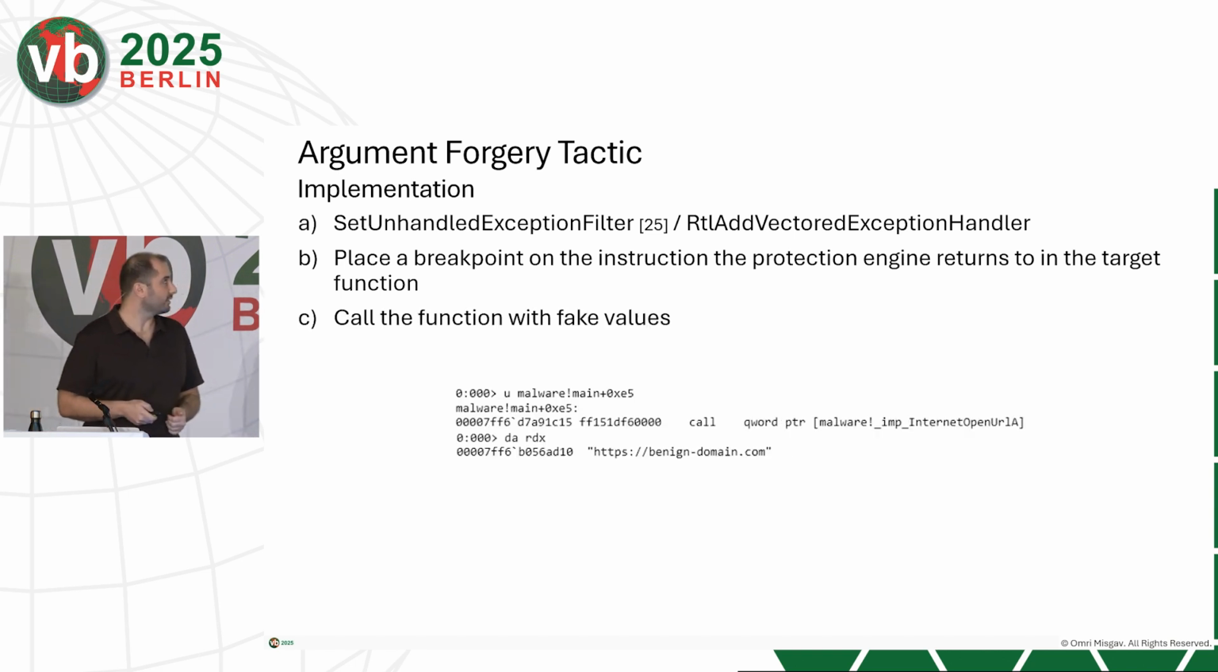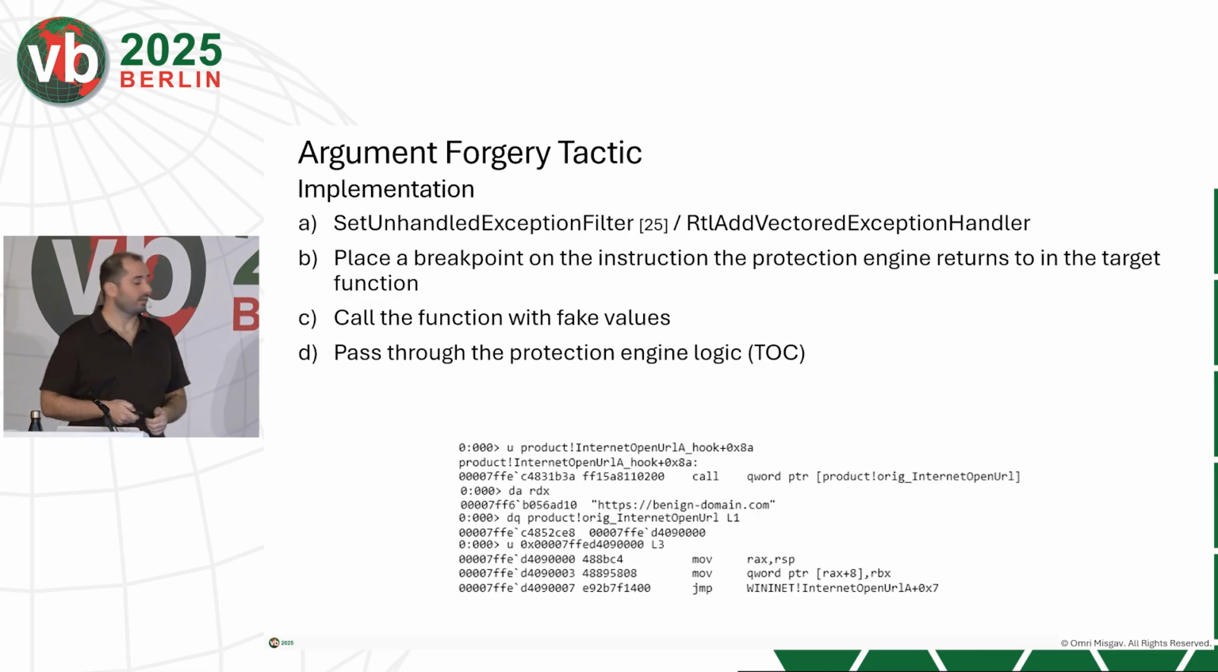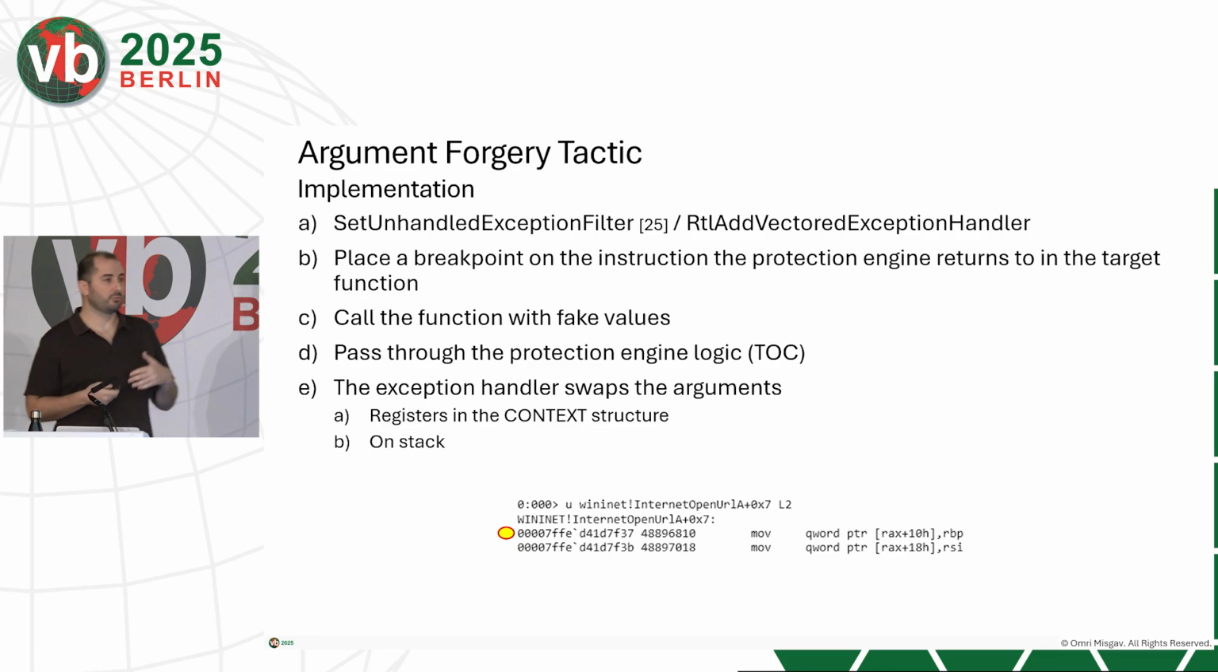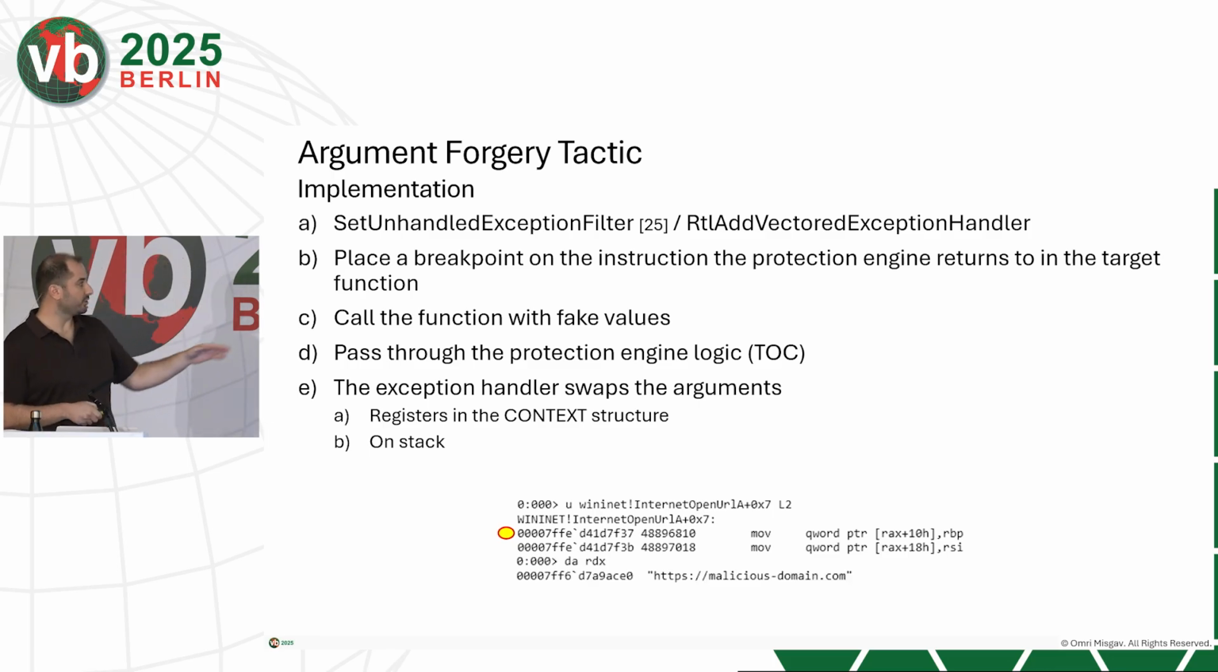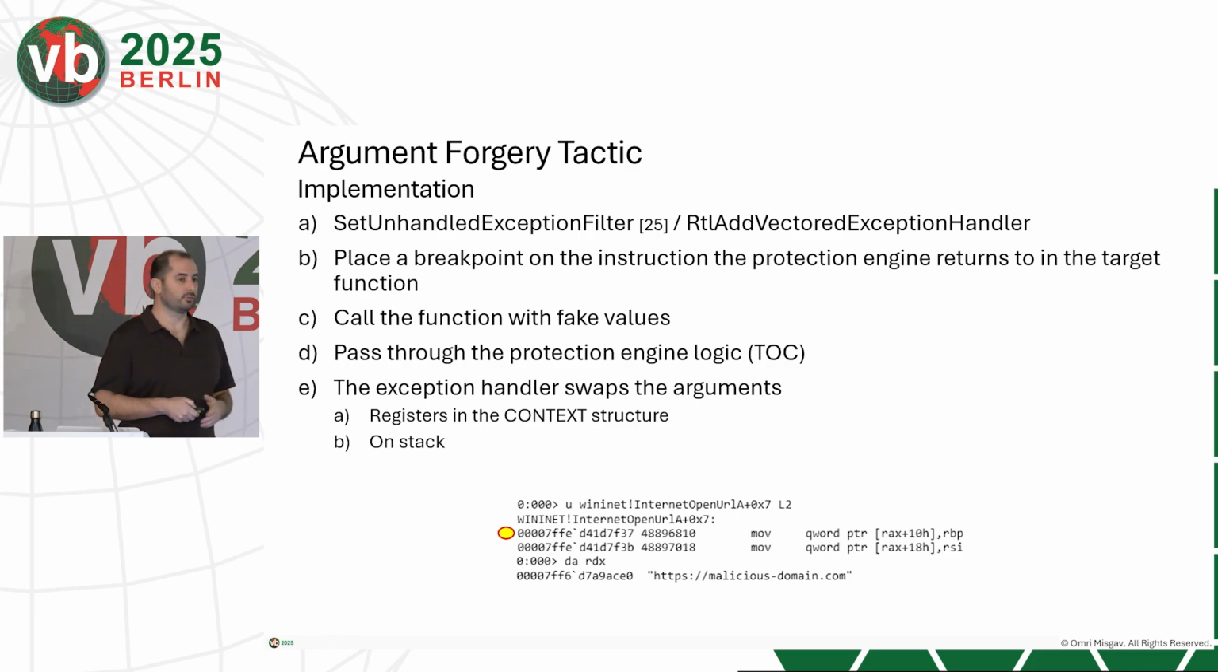call the function with fake parameters, and let the function run. At a certain point, we can see that the protection engine will go back to the +7 offset of the function. Then the breakpoint will hit, and we'll swap the parameters for the malicious one. For example, here it's for the URL.